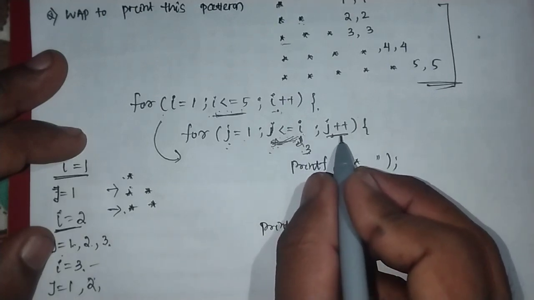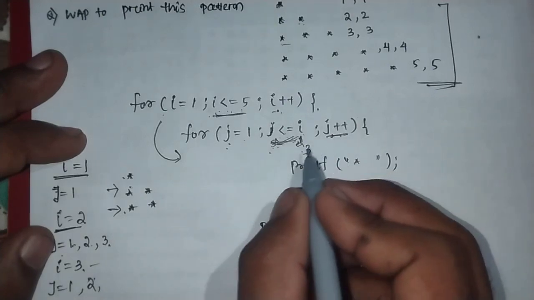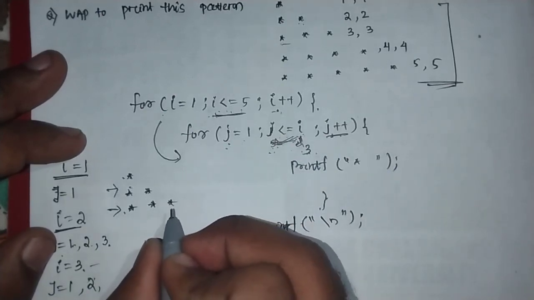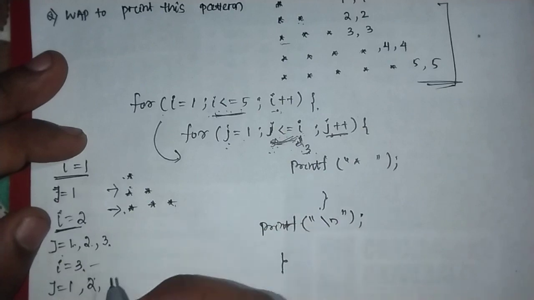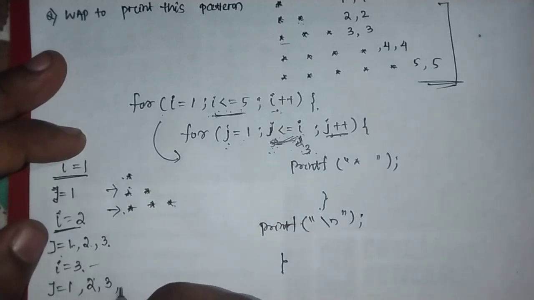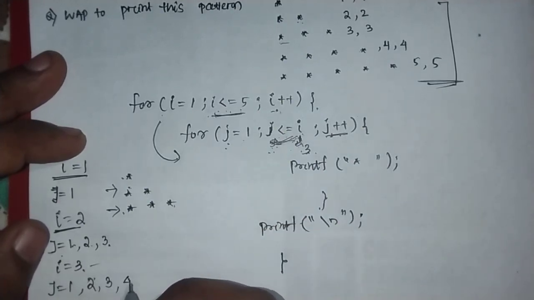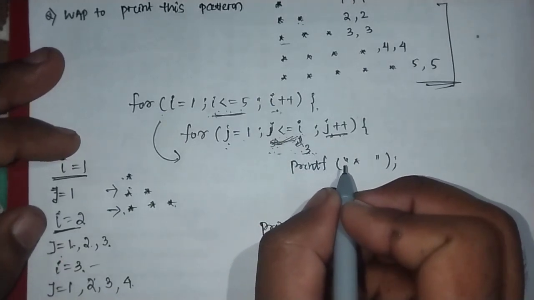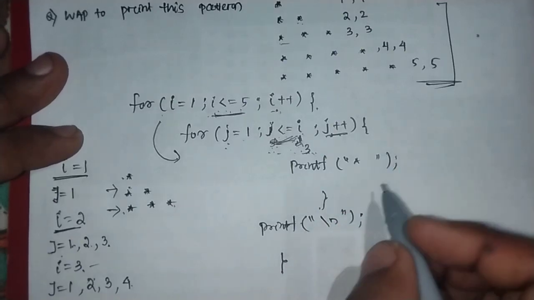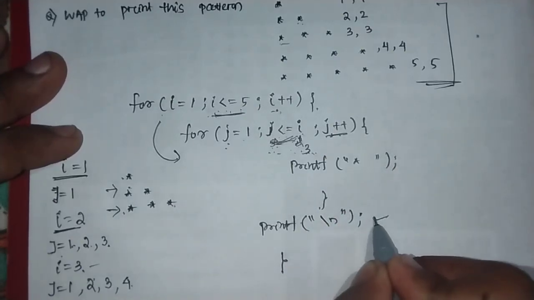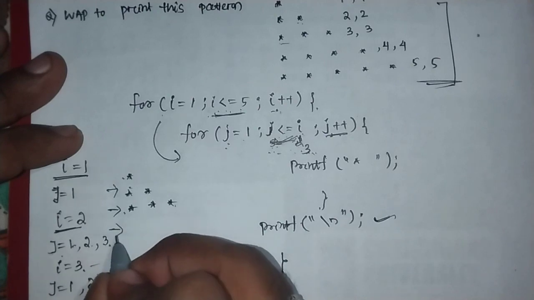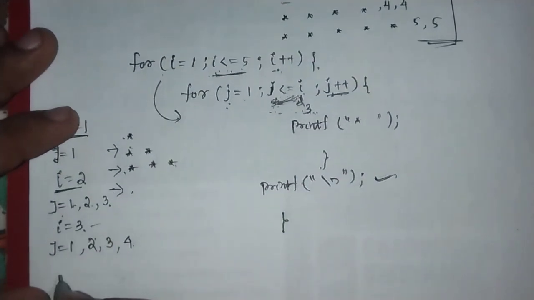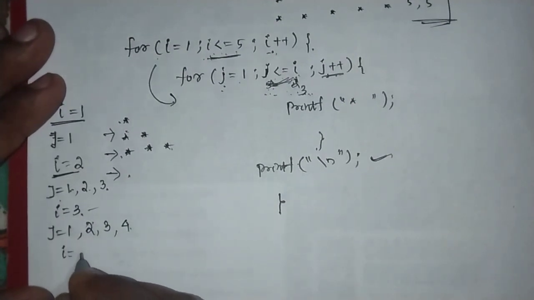After this, the value of j will be updated to 3. Is 3 less than or equal to 3? Yes, true. So it will print another star. Now the value of j will be updated to 4. Is 4 less than or equal to 3? No. The loop will be terminated, so it will go to the next line after this statement. Now the value of i will be updated to 4.